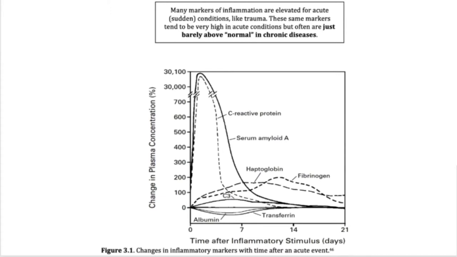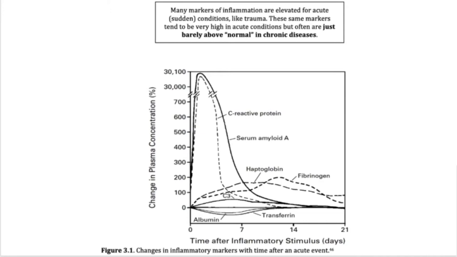That's why A1C is sort of the average of your sugar, and the red blood cell distribution width is sort of the average of the inflammation in your vessels. But every marker has what's called a half-life. If it goes up, all these markers are quasi-acute phase markers.